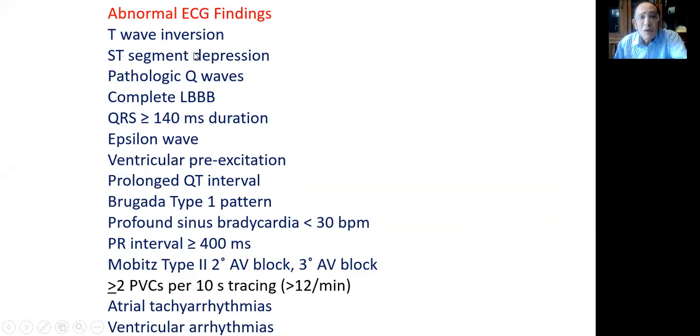Abnormal ECG findings: T wave inversion, ST depression, pathologic Q waves, complete left bundle block, QRS more than 140 millisecond, epsilon wave, ventricular pre-excitation, Wolff-Parkinson-White, prolonged QT interval, Brugada type 1, profound sinus bradycardia below 30 beats per minute, prolonged PR interval more than 400 millisecond, Mobitz type 2 second degree block, or of course complete AV block, premature ventricular contractions more than 12 per minute, atrial tachyarrhythmias, ventricular arrhythmias.